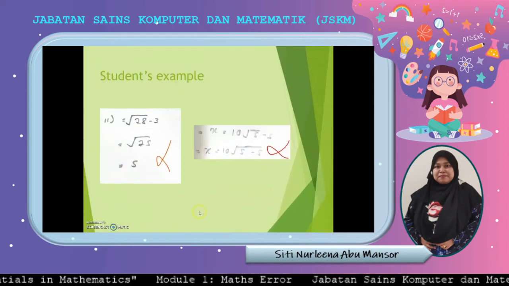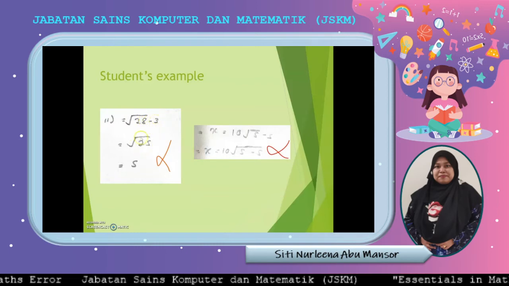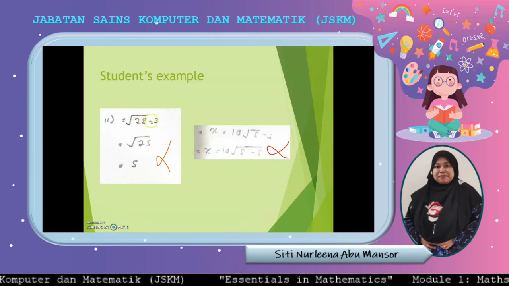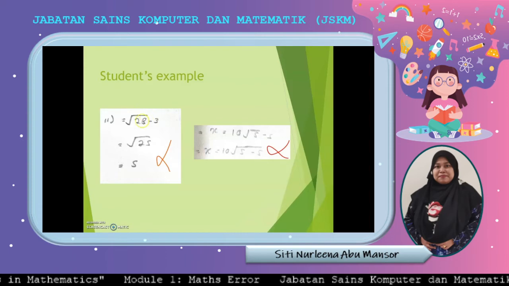Here are the students' examples. Here we can see the student going to solve the square root of 28 minus 3. What this student did was subtract 3 from 28 first, then take the square root of the answer, which is wrong. This student should take the square root of 28 first, then subtract 3 from the answer.